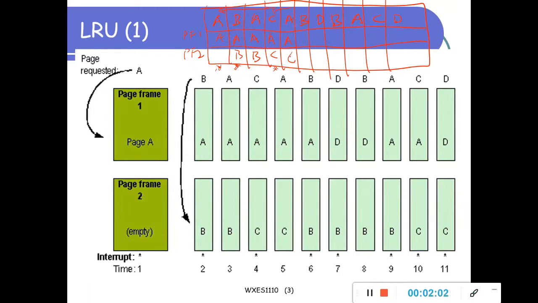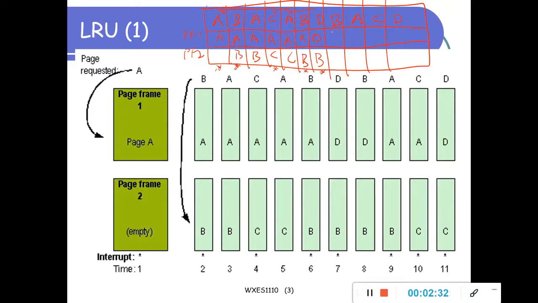So you replace C with B, because C is the least recently used, and this one you maintain A. So this is a page fault. Now you have D. So you look again. The most recently used is B and the least recently used is A. So you replace A with D, and this one is maintain B. So this is a page fault.